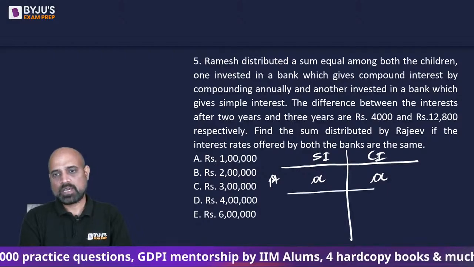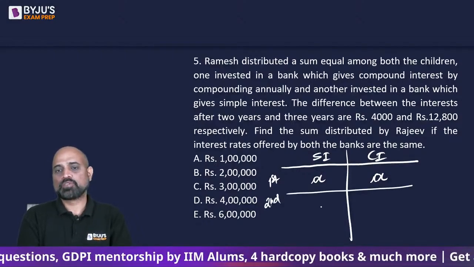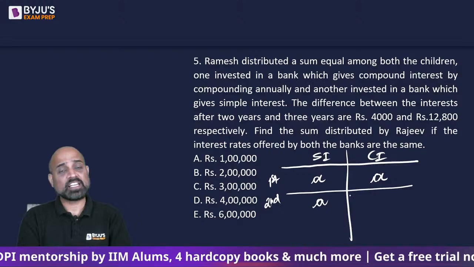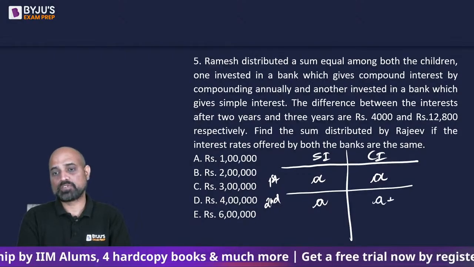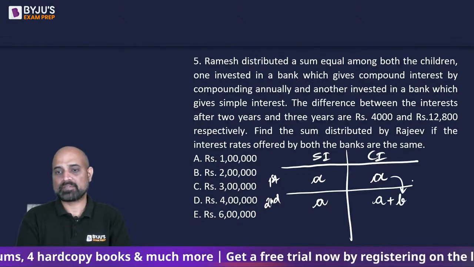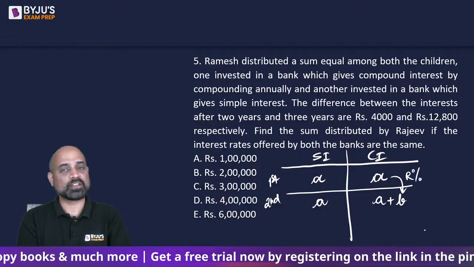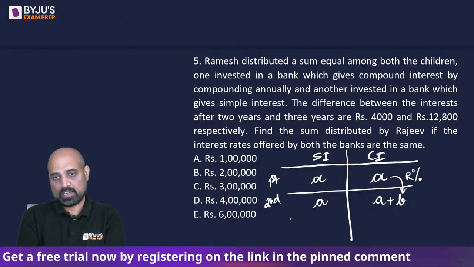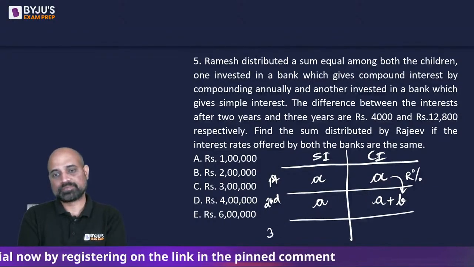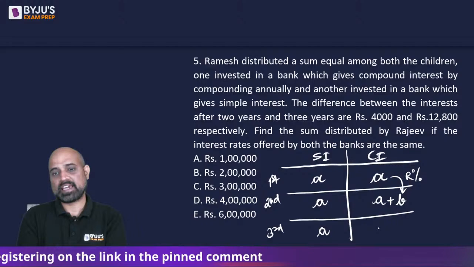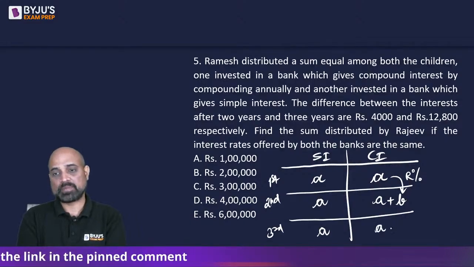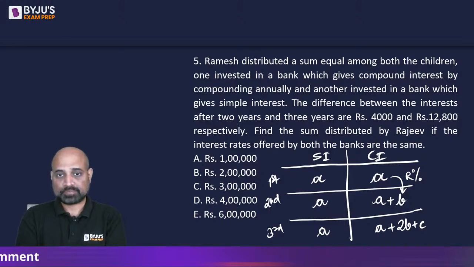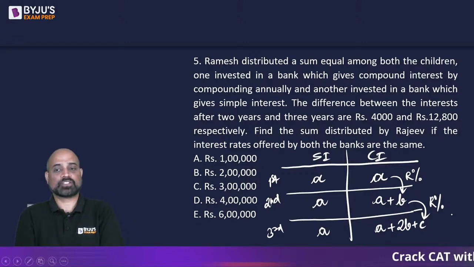Okay. Second year में what you will find is simple interest will remain A, but compound interest will become A plus B, as in there is a relation between A and B. That B is R percentage of A, where R is rate of interest. What happens in the third year? In the third year it becomes A, while in compound interest it becomes A plus 2B plus C. Here C is related to B by R percentage.